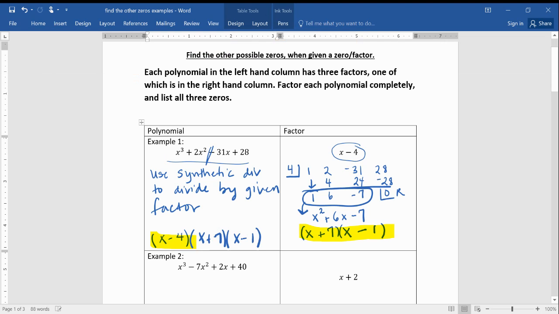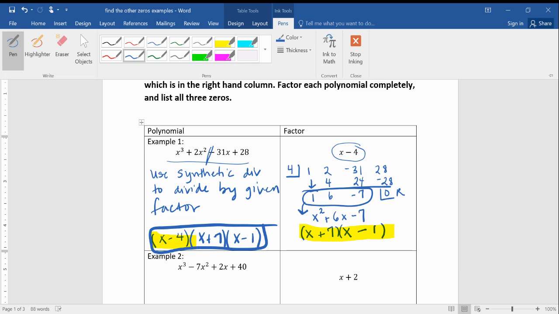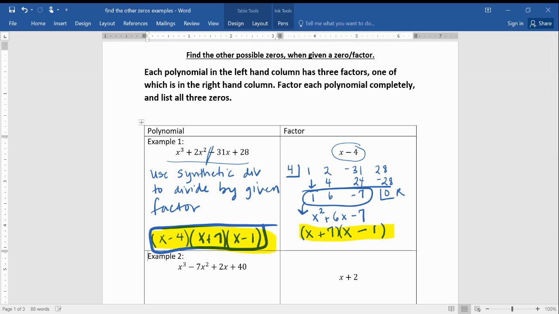So when I'm asking you to find the other factors, this is what I want you to do. Use synthetic division, divide by the one that I gave you. Tell me what's left over after you divide it out, and then factor what's remaining. And it should work every single time. You should be able to factor what's left over.